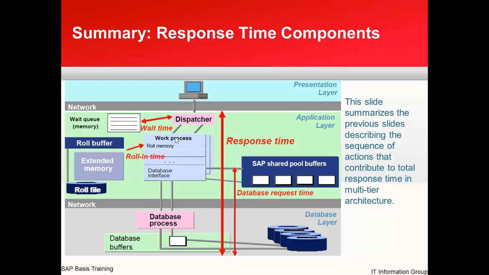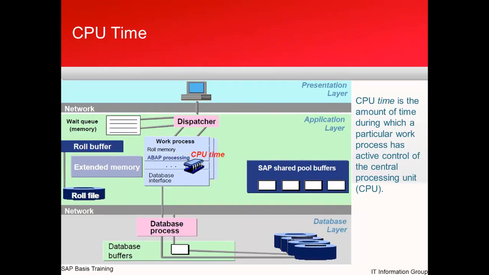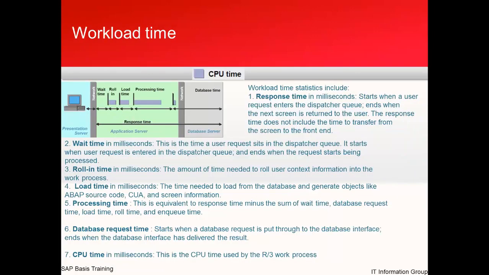Okay, so the next thing is the workload time. The workload time statistics include the response time in milliseconds. It starts when a user, say this is your user, is trying to access a transaction which is accessing the database layer. So this response time in milliseconds starts when the user request enters the dispatcher queue, that is the first activity, and ends when the next screen is written to the user. The response time doesn't include the time to transfer from the screen to the front end.